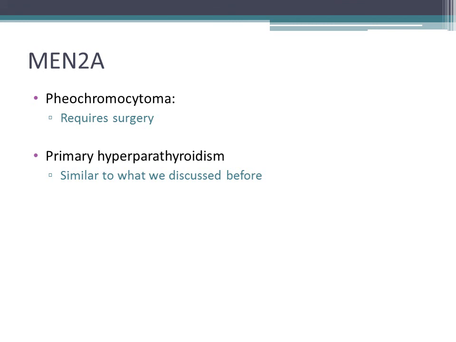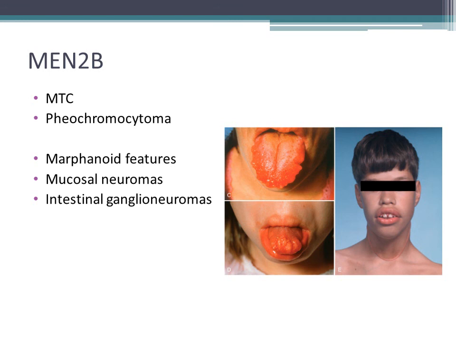In MEN2A, pheochromocytoma needs surgery, as we discussed before. Primary hyperparathyroidism needs parathyroidectomy, 3.5, as we discussed before. MEN2B includes medullary thyroid cancer and pheochromocytoma and marfanoid features, as you can see in the graph of that young boy on the right hand side.